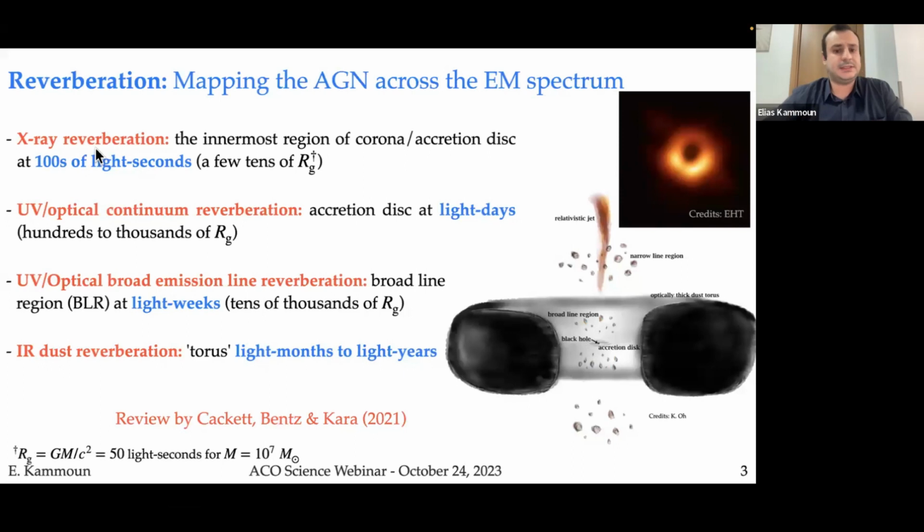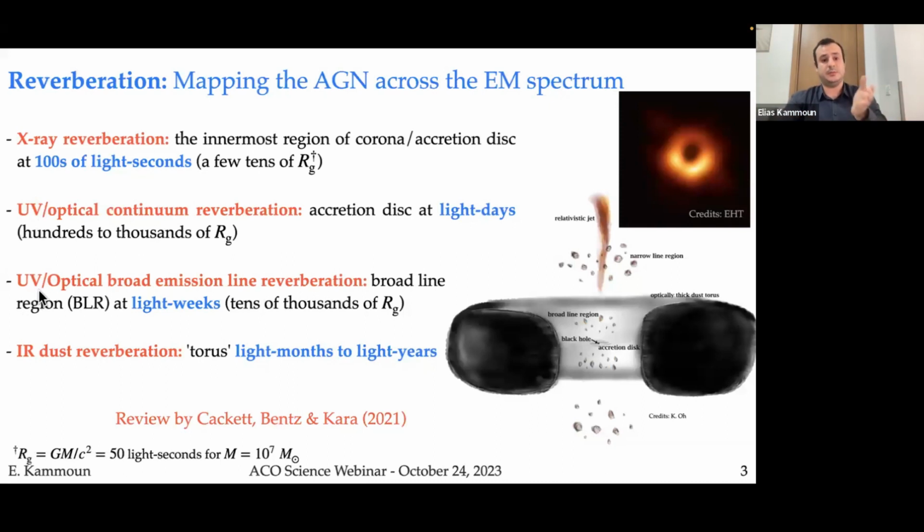So if we're looking in X-rays, we can probe the innermost region of the AGN, so the X-ray corona and the innermost region of the accretion disk, and then we're talking about time delays or reverberation of about hundreds of light seconds. If we look at the UV optical continuum reverberation, we go to larger time scales of about light days, and we are probing more the accretion disk, the structure of the accretion disk.